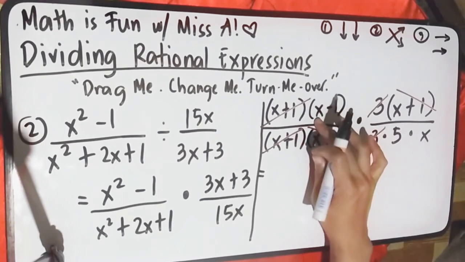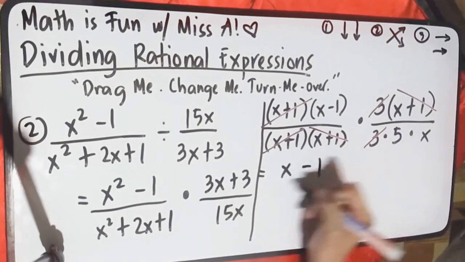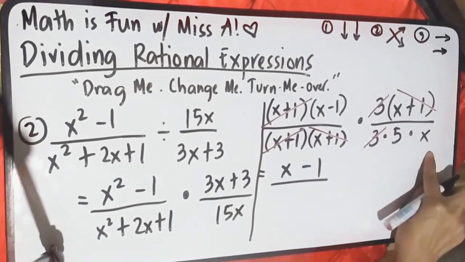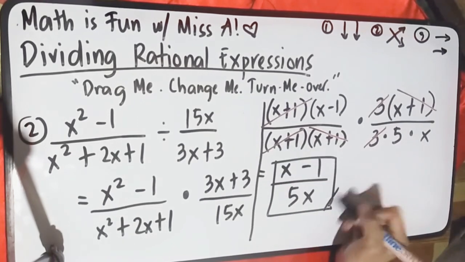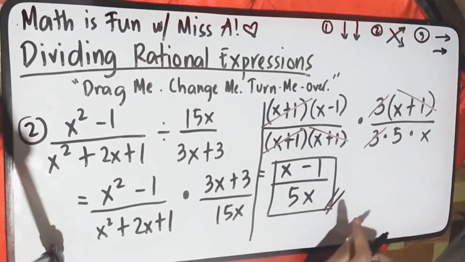So, you have x minus 1 na lang naiwan dito. So, you have x minus 1 all over. Ang naiwan sa baba, you have 5 and x. So, that is 5x. And this is your final answer. X minus 1 over 5x.